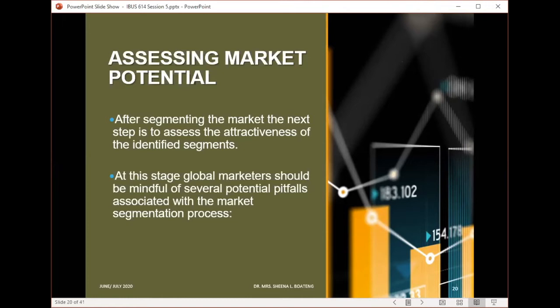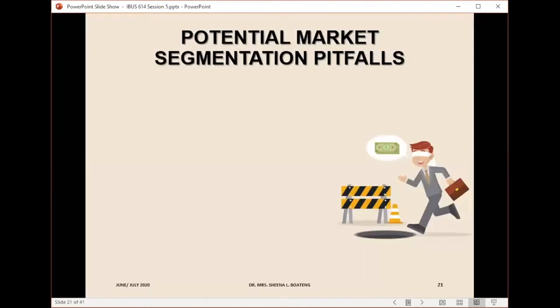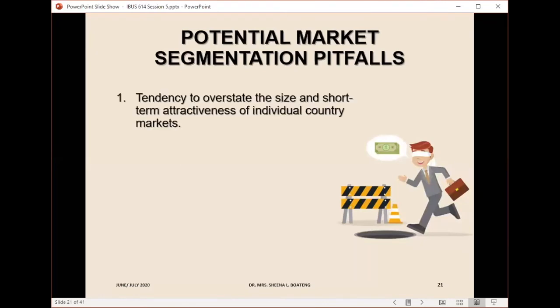But at this stage, you want to sound a warning to global marketers that they need to be mindful of several potential pitfalls that are associated with the market segmentation process. And there are a number of these, which we are going to go through momentarily. First of all, there's a tendency for marketers to overstate the size and short-term attractiveness of individual country markets. Marketers sometimes get excited. And when they see some of the numbers and the way the numbers are looking, they get ahead of themselves and they try to put everything they have into that market based on that preliminary assessment.